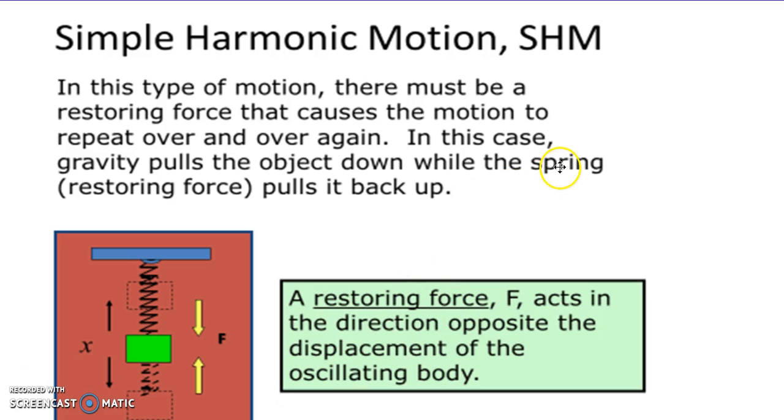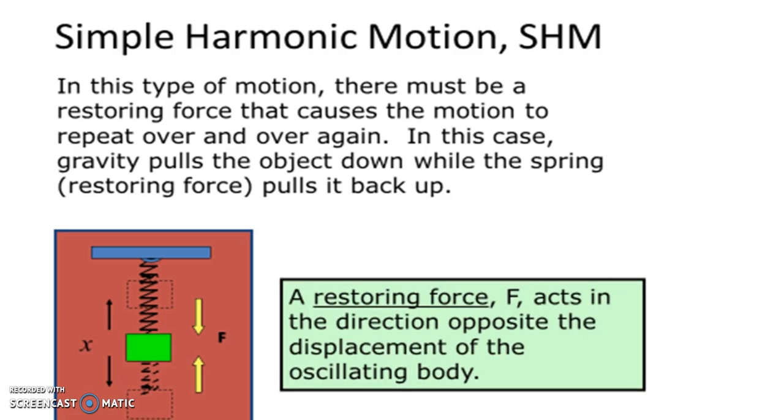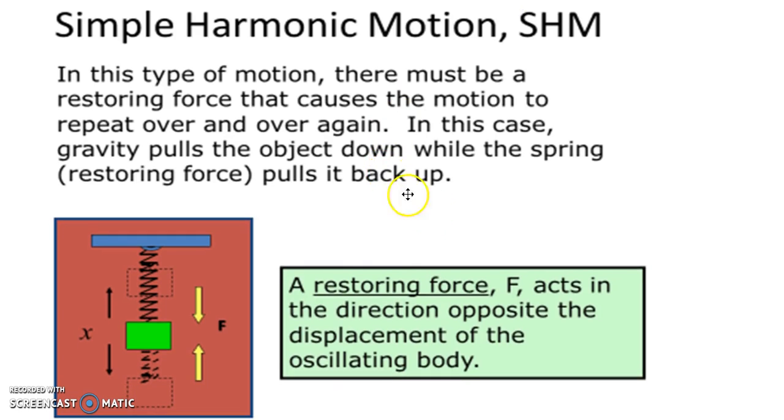Simple harmonic motion, or SHM. In this type of motion, there must be a restoring force that causes the motion to repeat over and over again. In this case, gravity pulls the object down, while the spring is the restoring force pulling it back up. A restoring force, F, acts in the direction opposite the displacement of the oscillating body.